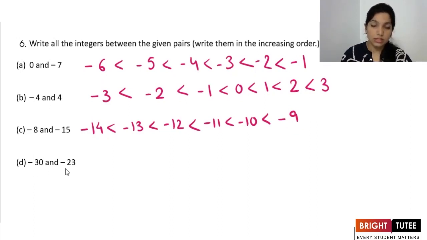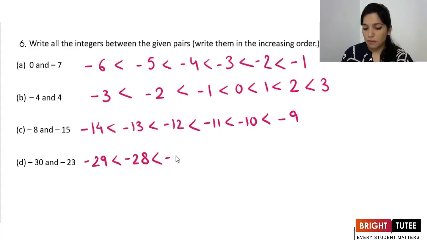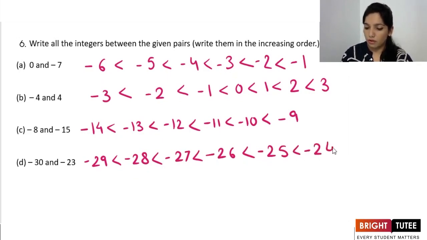Then minus 30 to minus 23. Let's see which numbers are in between, writing in increasing order. So minus 29 is the smallest one. Then we have minus 28, minus 27, minus 26, minus 25, minus 24. The next number will be minus 23, and these numbers lie in between. I hope this is clear.